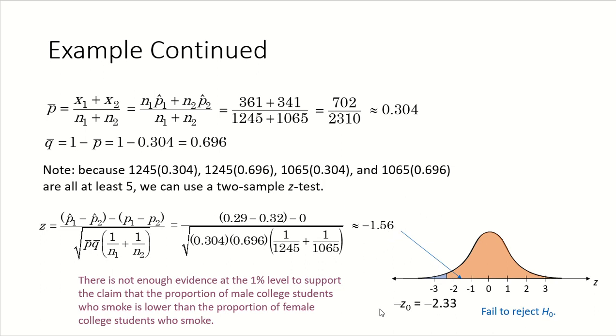And the cutoff for our test, remember at the alpha 0.01 level, which is pretty strict, is negative 2.33. That's actually somewhere over here, so move that there. Okay, so anyways, it's very close. Oh, sorry, we had that in the right place, didn't we? So the test statistic, negative 1.56, is well within the non-rejection region. So we're going to fail to reject the null hypothesis. And what that means is there is not enough evidence at the 1% level to support the claim that male college students smoke a lower proportion than females.